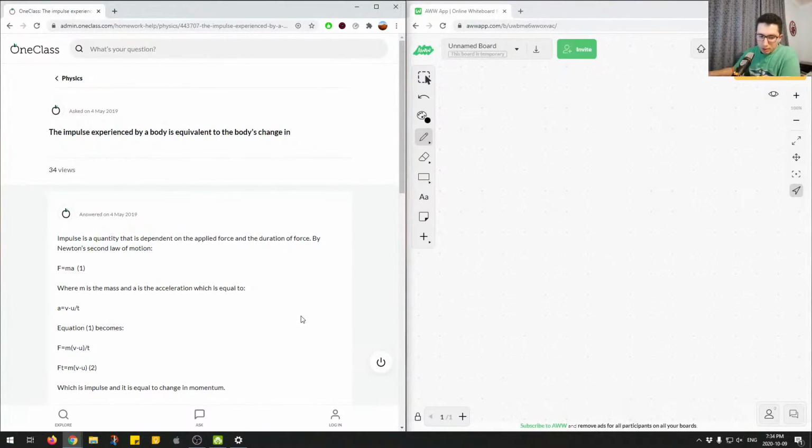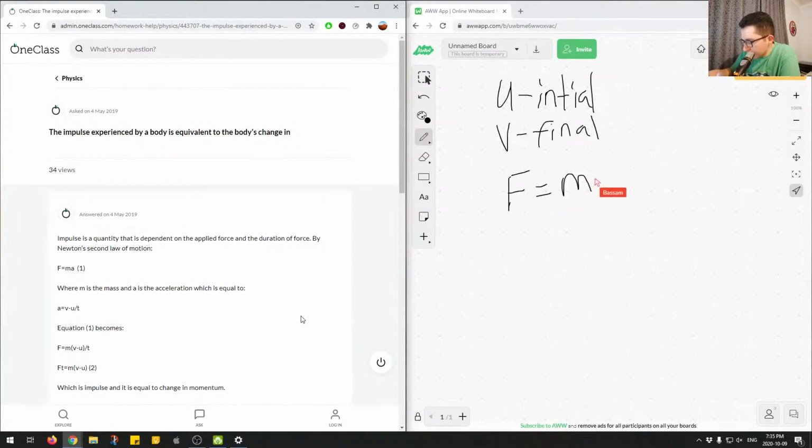So to understand what this is, let's define some variables. So we know u, let's say that's initial velocity. So that's initial velocity. Then v is final velocity. And then we know from Newton's second law of motion that F net is equal to ma.